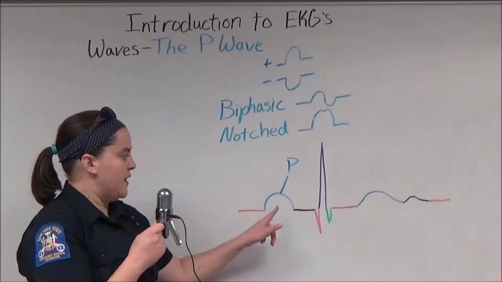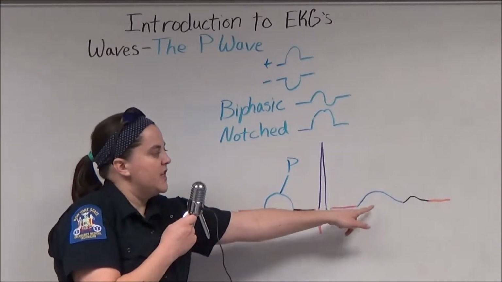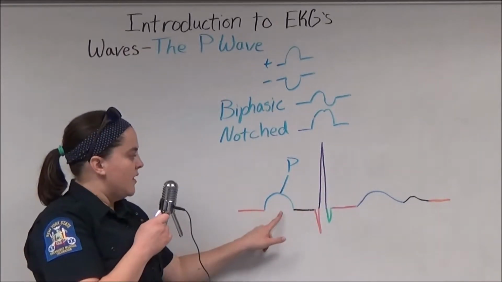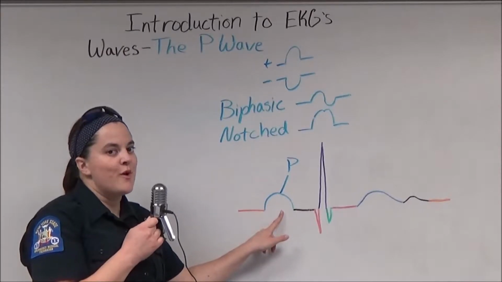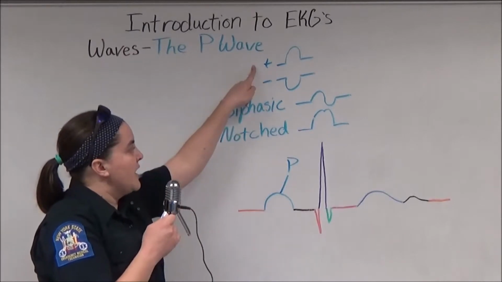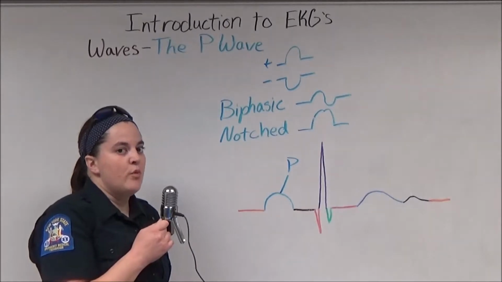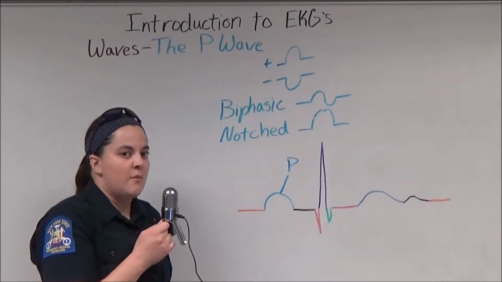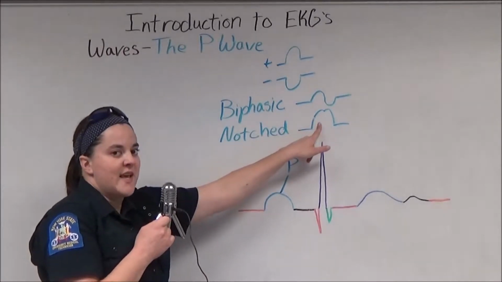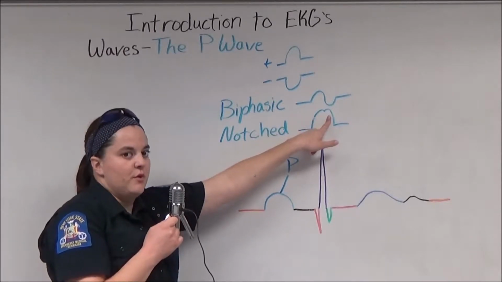The waves are named the P wave, the Q wave, the R wave, the S wave, the T wave, and the U wave. The P wave is representative of atrial depolarization in all leads. However, it can show as positive, negative, or biphasic, depending on which lead you're looking at and where the impulse is coming from in the atria. The P wave may also be notched, which represents right atrial depolarization, followed by left atrial depolarization.